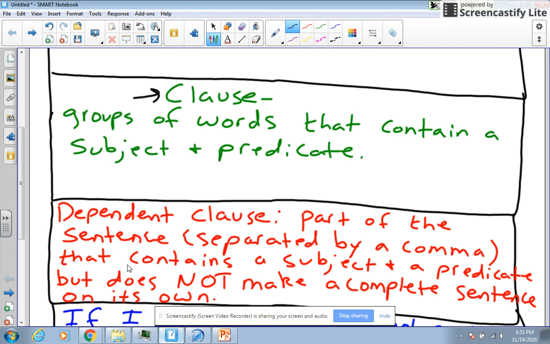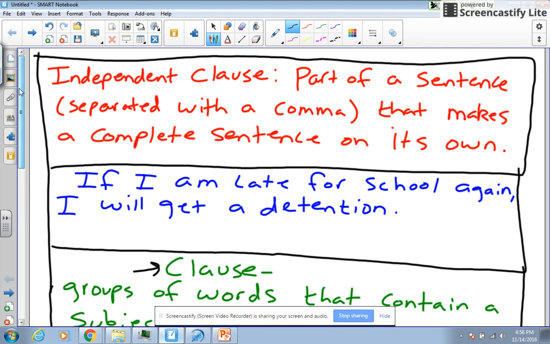There's dependent and independent. The first clause I'd like to discuss is independent clause. An independent clause is basically a complete sentence. So it does everything it needs to be a complete sentence. So if we take a look at this example here, if I'm late for school again, I will get a detention. Let's pretend that we have a sentence here and a sentence here.